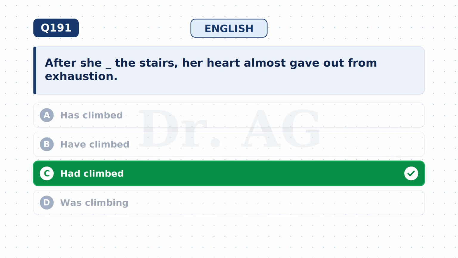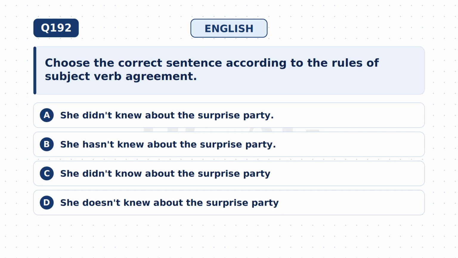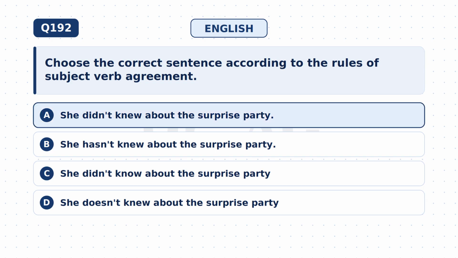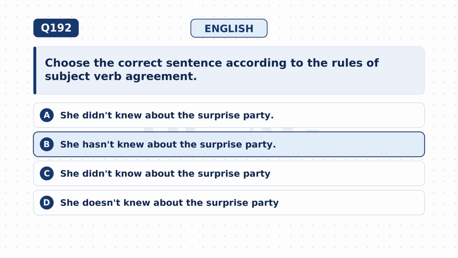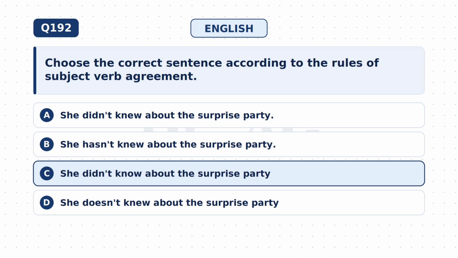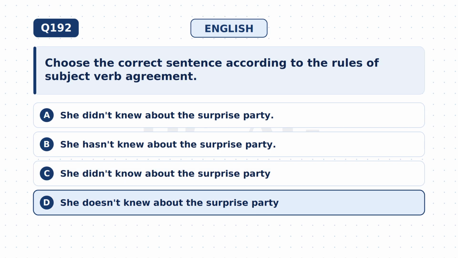The correct answer is C. Had climbed. Question 192. Choose the correct sentence according to the rules of subject-verb agreement. Option A. She didn't knew about the surprise party. Option B. She hasn't knew about the surprise party. Option C. She didn't know about the surprise party. Option D. She doesn't knew about the surprise party.